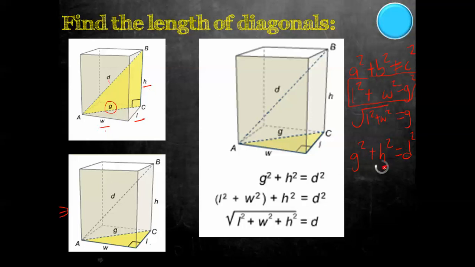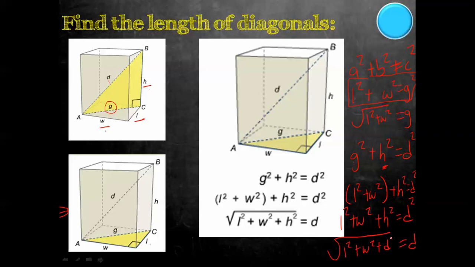Well, we already have H in this, so what we want to do is replace G squared, because up here we know that G squared equals L squared plus W squared. So we're going to completely replace G squared with L squared plus W squared, and then we have plus H squared equals D squared. So that's going to be our formula. L squared plus W squared plus H squared equals D squared. And then to finish off that problem, we would take the square root in order to find D.